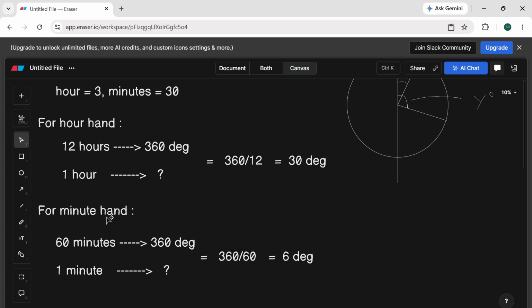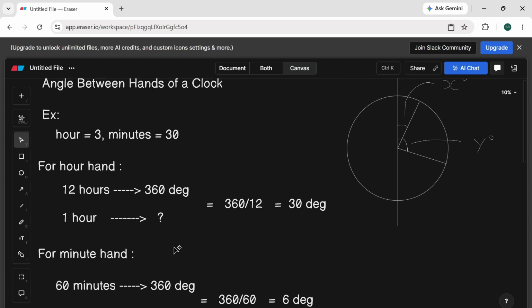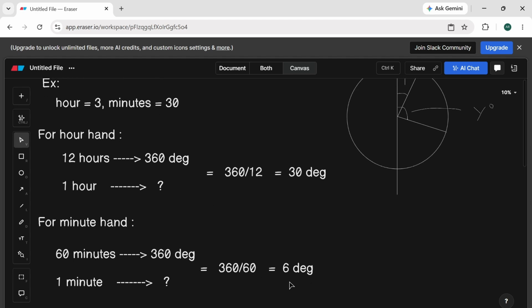Now we will find it for the minute hand. For the minute hand, in 60 minutes we know that the minute hand rotates by 360 degrees. So in 1 minute it rotates by 6 degrees, right?